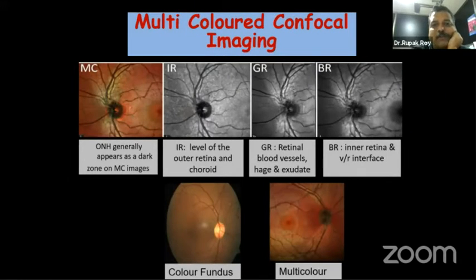So multicolored confocal imaging is another interesting imaging modality for neuro-ophthalmic disorders. It generally gives you information about 3 wavelengths. This is the infrared channel, this is the green channel, and this is the blue channel. And this is the composite multicolored image.